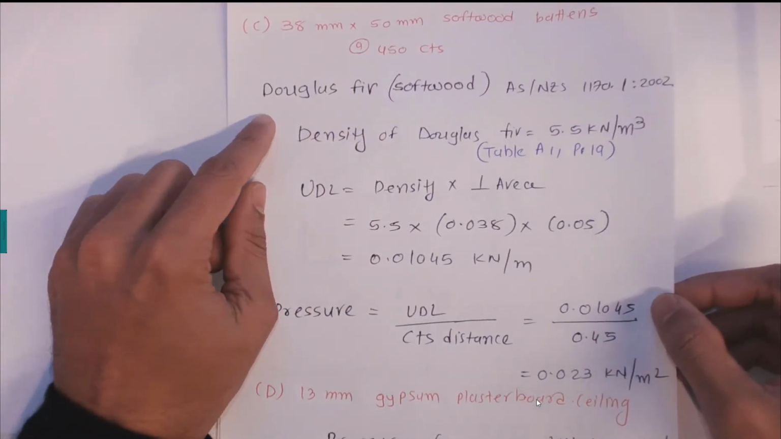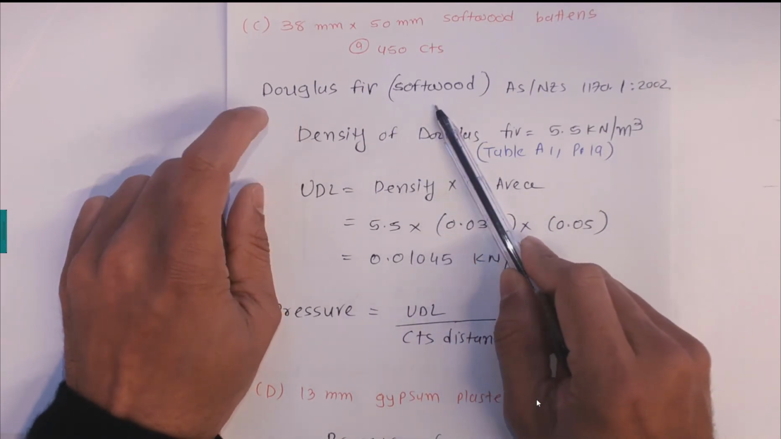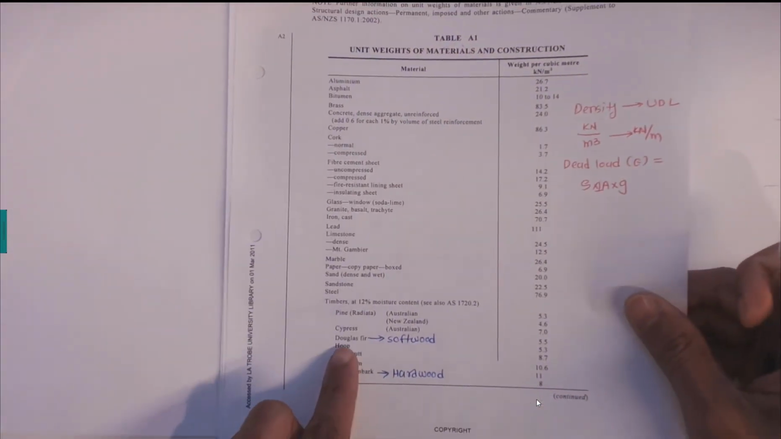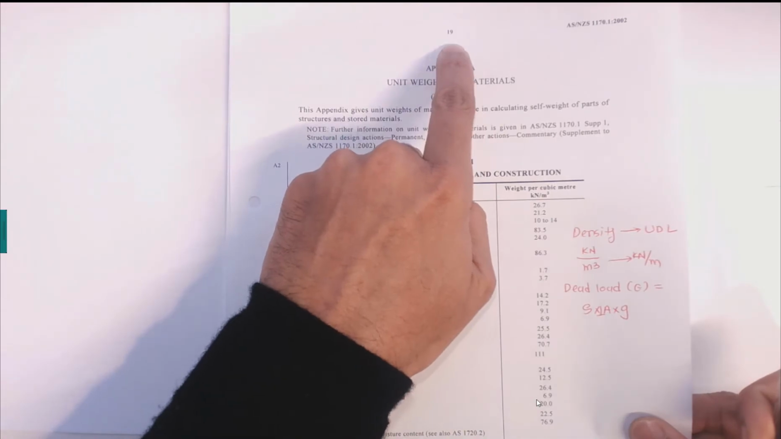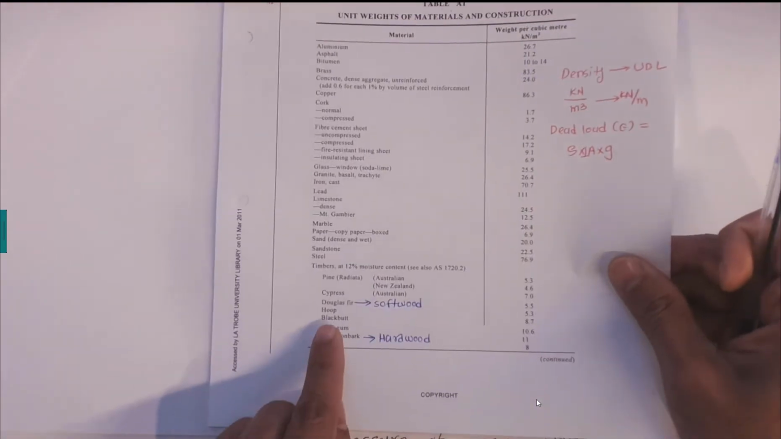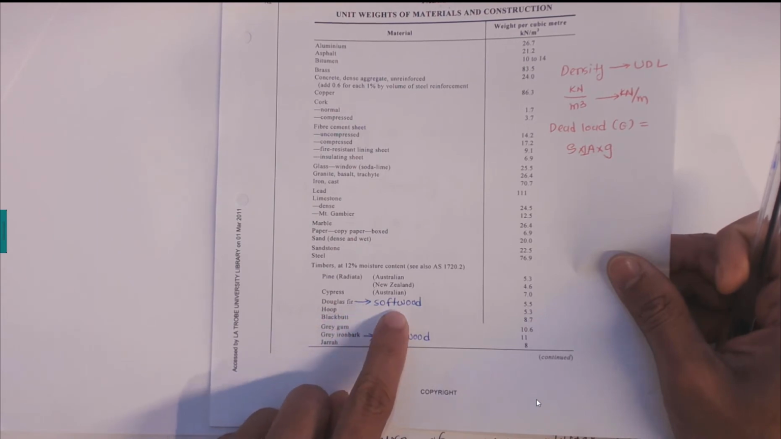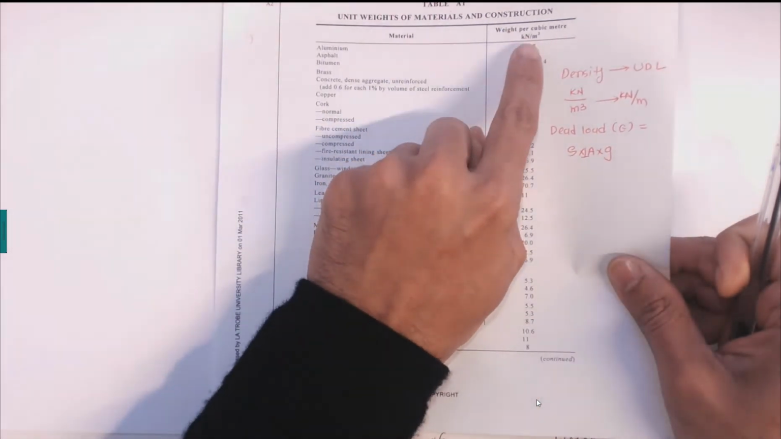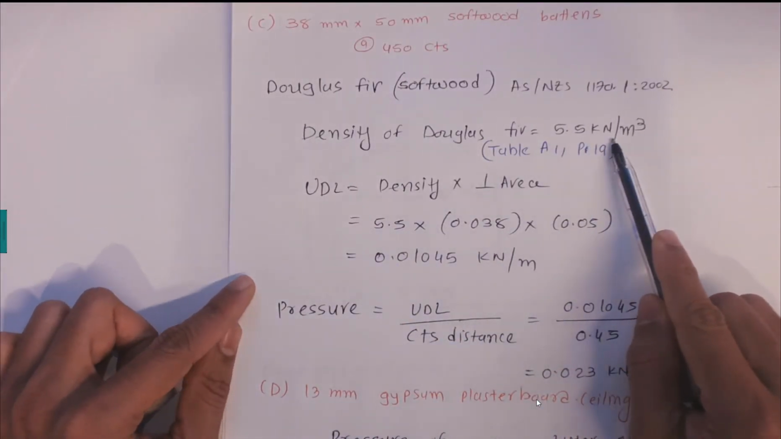Now let's work out the third one, the loading of the battens, and it is softwood. Again, we're going to go in the Australian standard to find the density of the softwood. Now in the Australian standard, the softwood we can identify from table A1 on page number 19. We have Douglas fir, which is the softwood, and it has a value of 5.5 kilonewton per meter cube. So that's 5.5 kilonewton per meter cube.